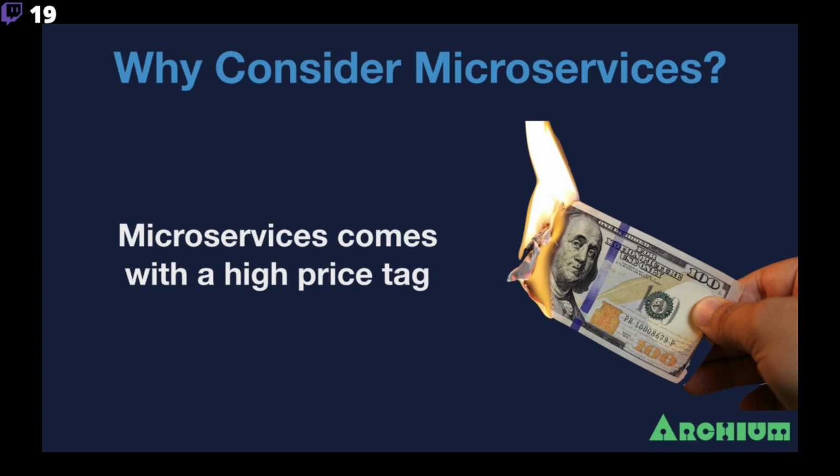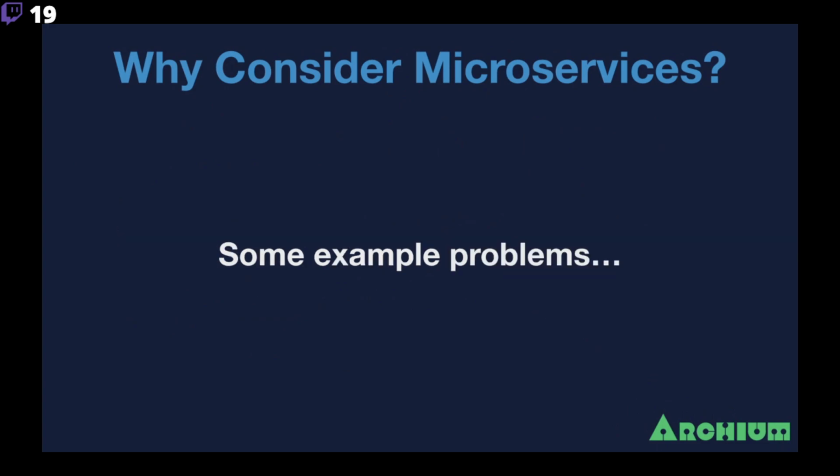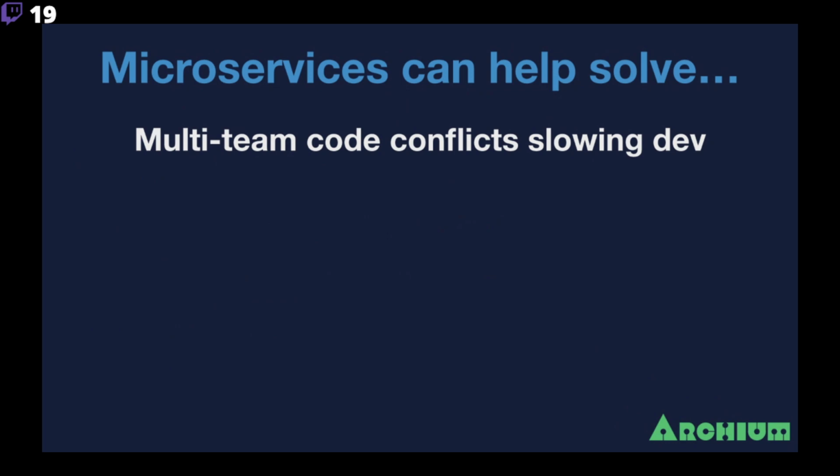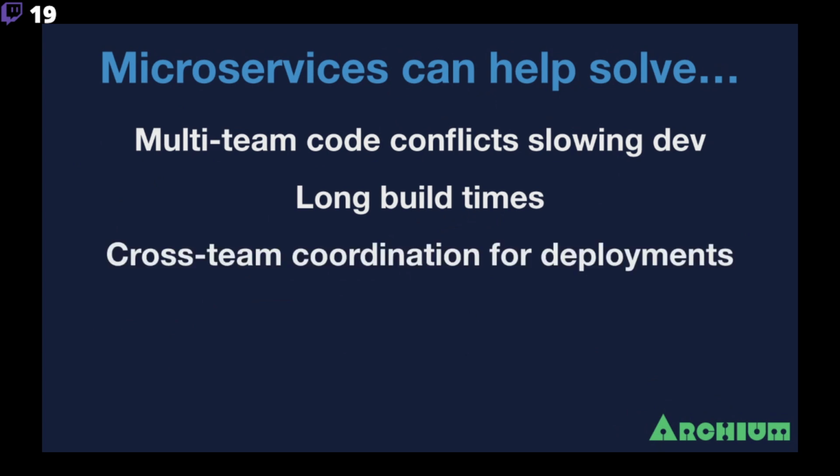So some examples of problems that microservices can help solve. You might have multiple teams working on the same code and they're getting lots of conflicts and that's slowing down the development. You might have really long build times because all your code is in one piece of software and it just takes ages to build it, and so people waste a lot of time waiting for that to build. You might have cross-team coordination for deployment. So before you can ship something, everyone needs to agree we're going to do a code freeze. We're going to ship on this date, and that's going to slow things down, obviously.